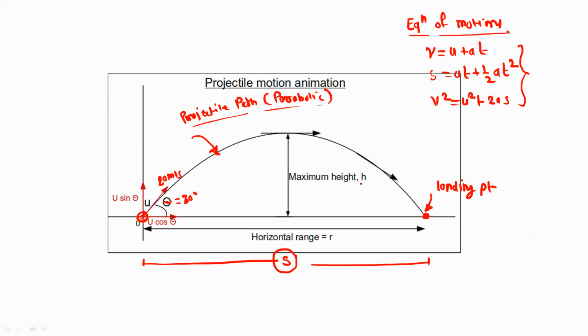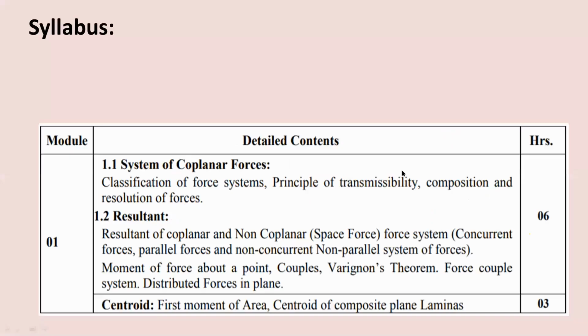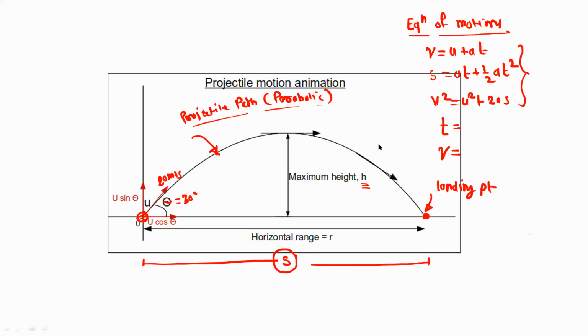Also, we can find out the height attained above the ground level. So this is the maximum height. Okay. Also, we can find out the time taken by the particle from the starting point to the end point. Okay. And the final velocity, that is the velocity of landing. Okay. So all this calculation is part of dynamics.